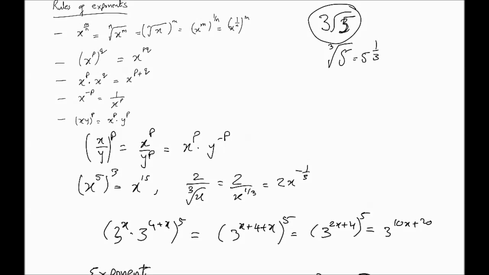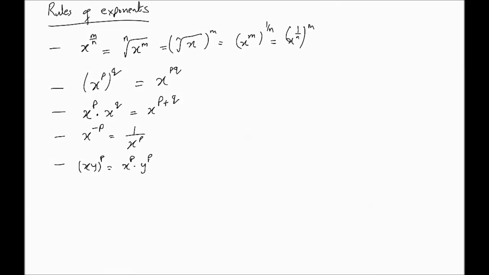I'm going back to the rules of exponents for a second. One important rule that you must also know is any x to the power 0, anything to the power 0, is 1. A very important rule of exponents is that anything to the power 0 is always going to be 1.